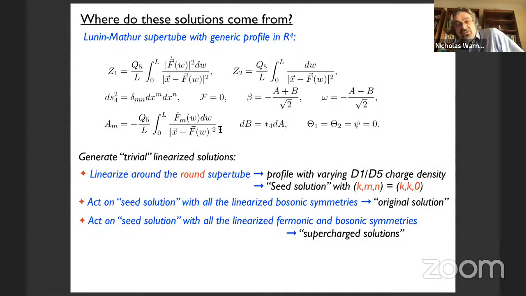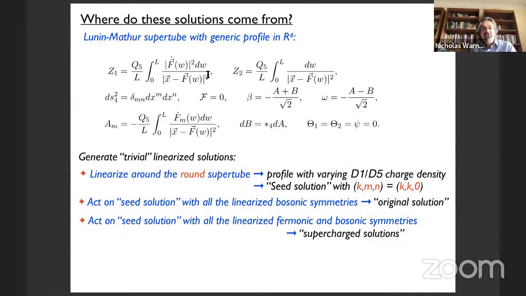So the way you'd get these solutions is you start with the round supertube, you make this a round profile, and then you linearize around it. And one of the ways you can linearize is you can make this profile function vary as you go around the supertube. And that can give you a varying relative density of the D1 and D5 charge as you go around the supertube. This has no F in it, this has an F in it.